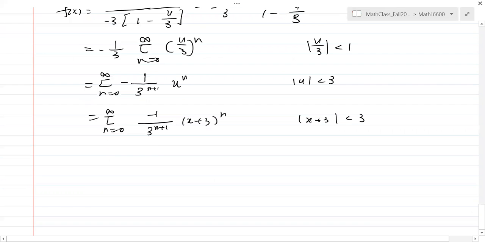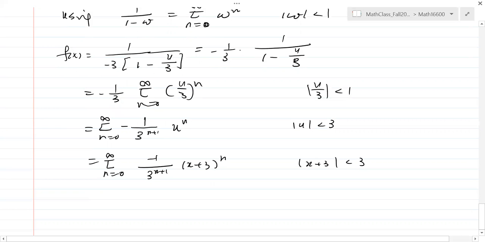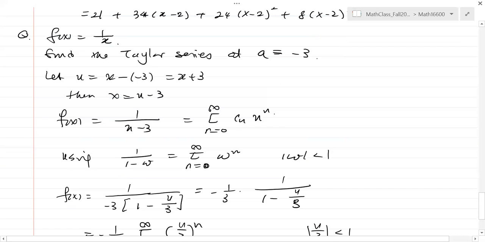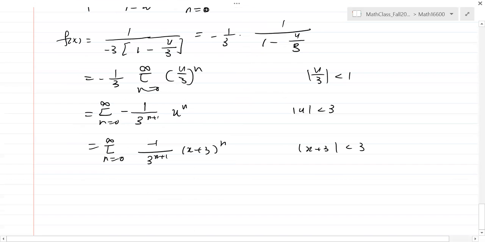Now, this is a standard technique, right? To get a power series representation, then you can get a Taylor series for the function. So this is a Taylor series. Just all you have to say is this is a Taylor series. Done. Okay, you get all the coefficients.